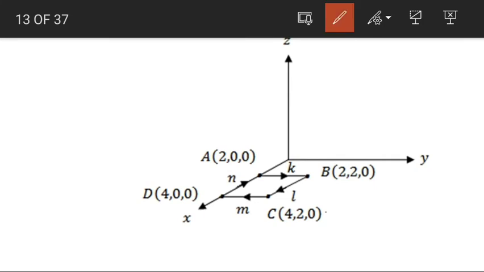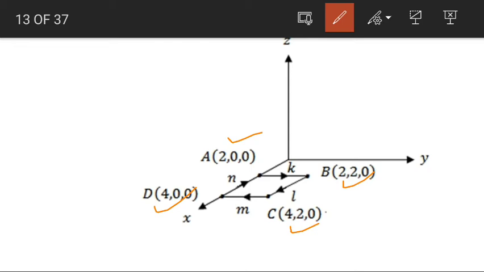You see, here is A, which is (2, 0, 0), and then here is B, which is (2, 2, 0), and then here is C, which is (4, 2, 0), and then here is D, which is (4, 0, 0). So you see this is a closed rectangular path.